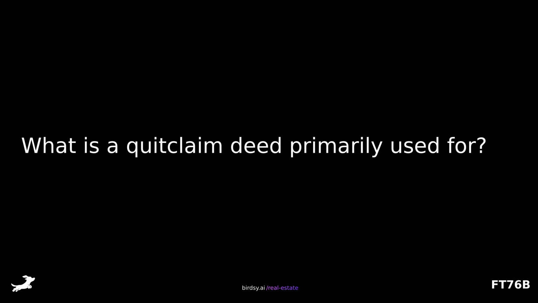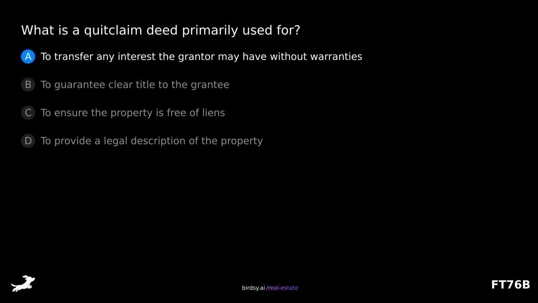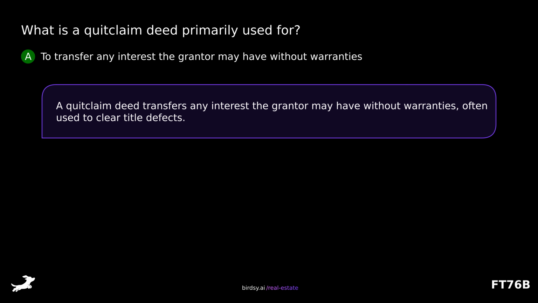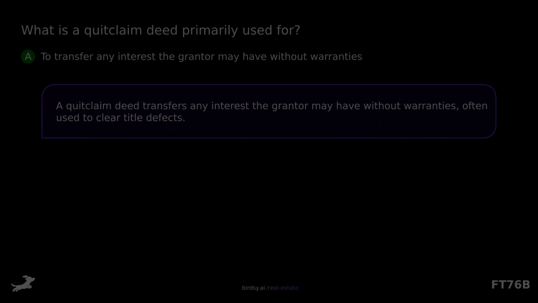What is a quitclaim deed primarily used for? Is it A. to transfer any interest the grantor may have without warranties, B. to guarantee clear title to the grantee, C. to ensure the property is free of liens, or D. to provide a legal description of the property? The answer is A. to transfer any interest the grantor may have without warranties. A quitclaim deed transfers any interest the grantor may have without warranties, often used to clear title defects.